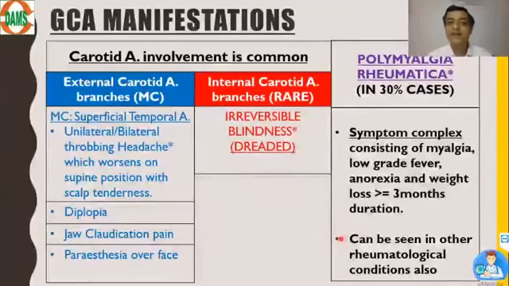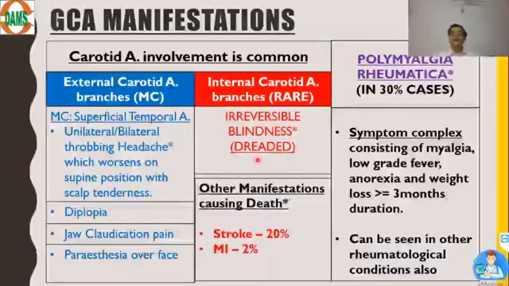But the danger, as you pointed out, is that headache and fever do not cause death. The dreaded complication of the disease is the irreversible blindness which occurs due to internal carotid artery involvement. Because that is the dangerous complication in the disease. Okay, that's what we are worried about.